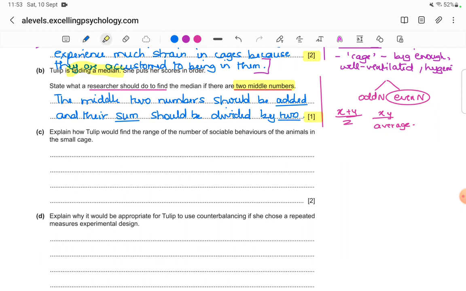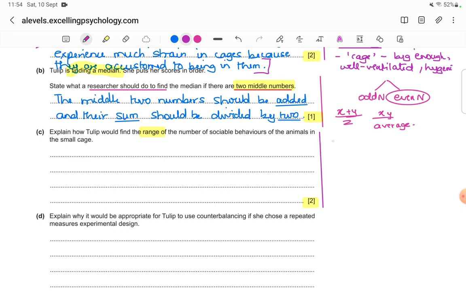Explain how Tulip would find the range of the number of sociable behaviors of the animals in the small cage. So again, a data analysis question to do with range. Here it has been made specific to this scenario. You can see it has been allotted 2 marks, and of course we will have to answer in terms of Tulip and her study. Those wordings should be there in our answer.